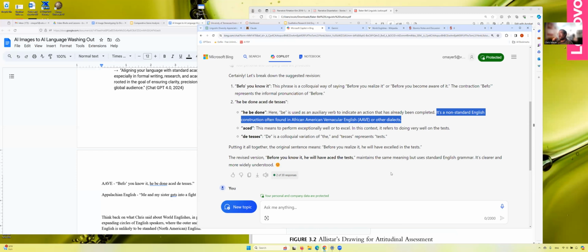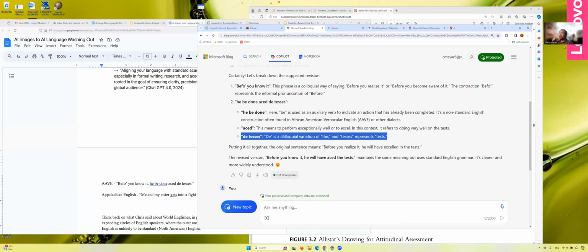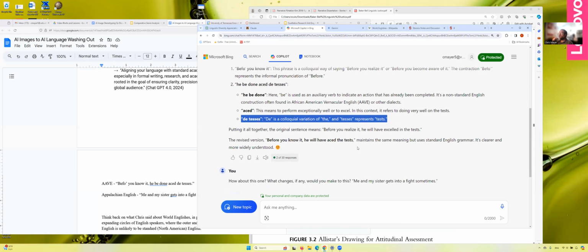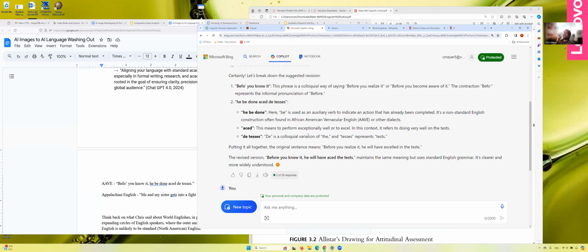And I think it's taking little jabs here at this colloquialism, right? And so, again, its point is clearer and more widely understood. Smiley face, screw you. All right, anyway, sorry. But here we have quite a bit of elevation of standard English over some colloquial or non-standard versions of English, in this case, AAVE.